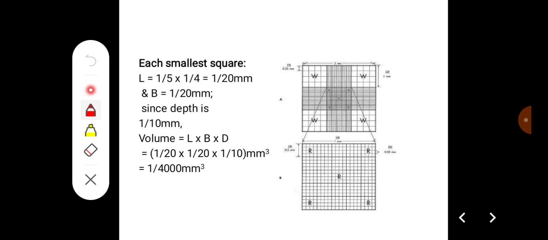It is also possible to calculate for the smallest RBC square, the length and breadth of which are 1/20 millimeter and the depth is 1/10. So the volume becomes 1/4,000 cubic millimeter.